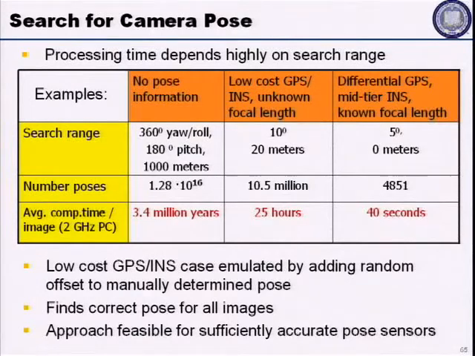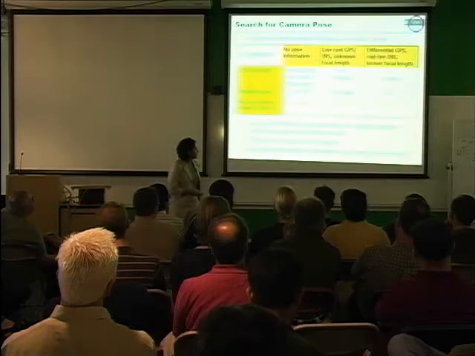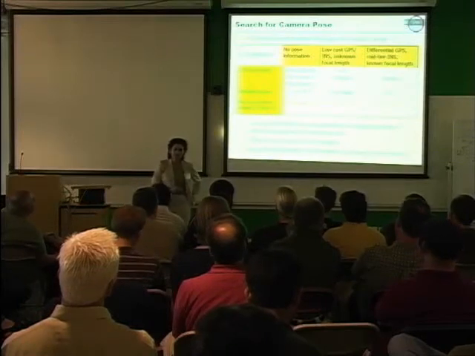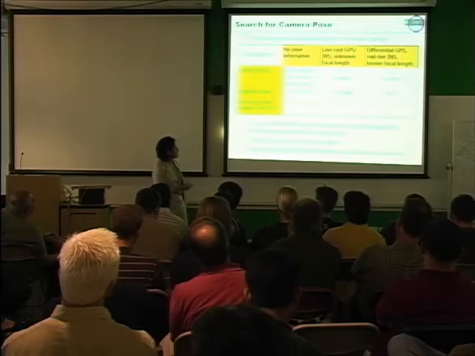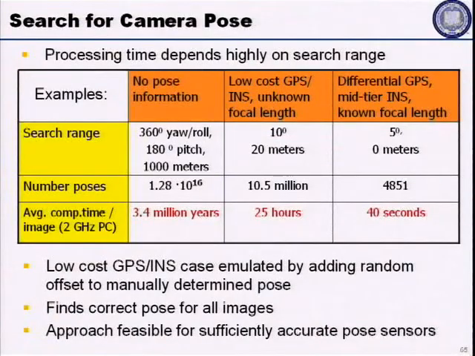Now, if you have differential GPS with a somewhat more expensive INS, et cetera, you could get it done in 40 seconds. What Ming is working on is a method using vanishing points and other techniques to achieve something like this, 40 seconds or a minute or two, but using low-cost equipment. I'll talk a little bit about that.